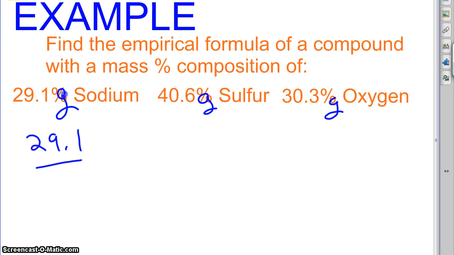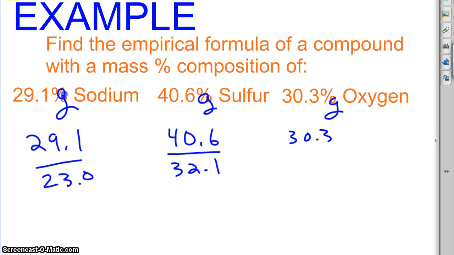So 29.1 divided by sodium's molar mass is 23.0 if we go to 1 decimal place, and sulfur is 40.6 divided by its molar mass of 32.06, which we'll round to 32.1, and oxygen is 30.3 divided by 16.0. That's its molar mass. These numbers come off of the periodic table, and the top numbers are given in the problem. So now we go through and we divide those.